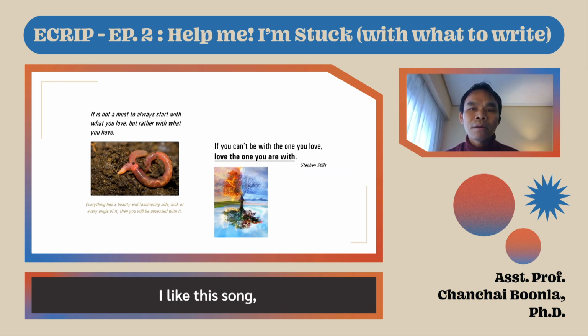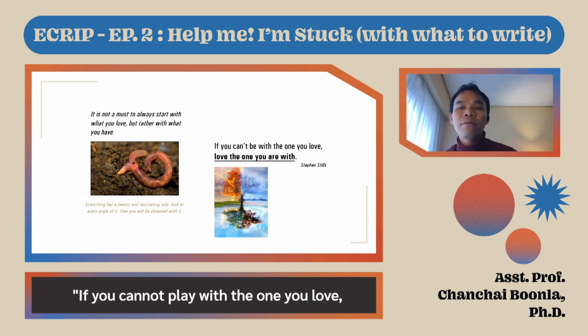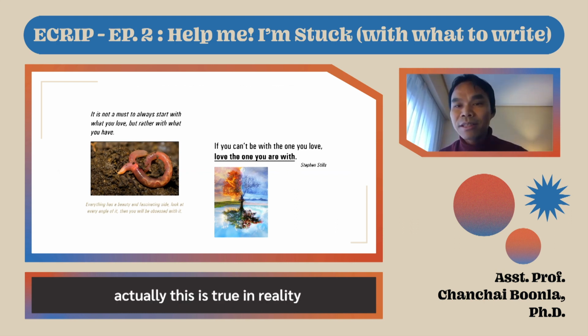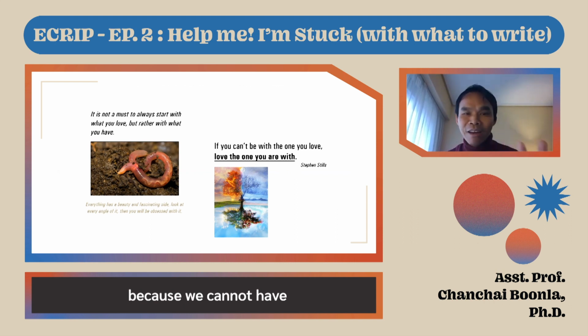I like one sentence in a song by Stephen Stills. It's a very old song. It says, if you can't be with the one you love, love the one you're with. Actually, this is true in reality. Because we cannot have everything we want, we cannot get everything we love, but we can live or be happy with what we have.